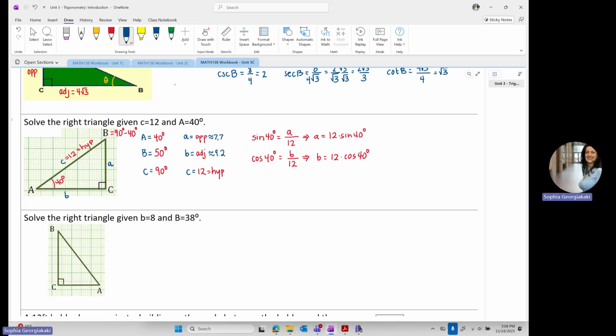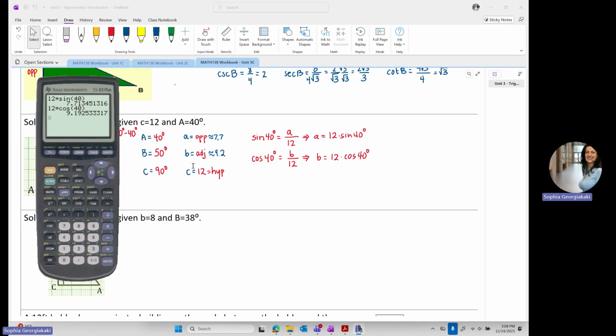Now, these are irrational numbers. I don't really know the answers for the sine and the cosine of 40 degrees. So to check my work, I'm going to try the Pythagorean theorem, and I should get approximately the same answers. So if I do 7.7 squared plus 9.2 squared, I hope to get 144, which is 12 squared. And 143.9 is close enough. So I think I have done a good job here.